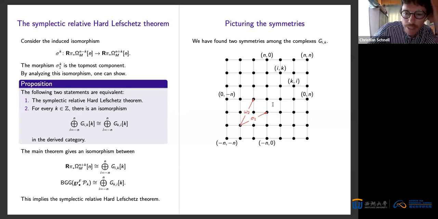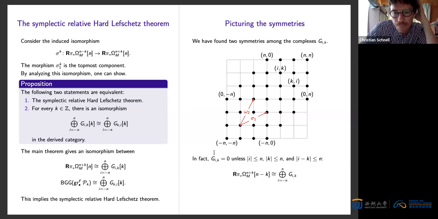Again, this is not so apparent from this picture, but it turns out to be very, very easy if you draw the picture differently. So first, it is actually true that G_{ik} vanishes in a slightly bigger range. So i and k can be at most n, but also the difference between i and k can be at most n. This follows from this isomorphism here. This was the isomorphism from Saito's theory.